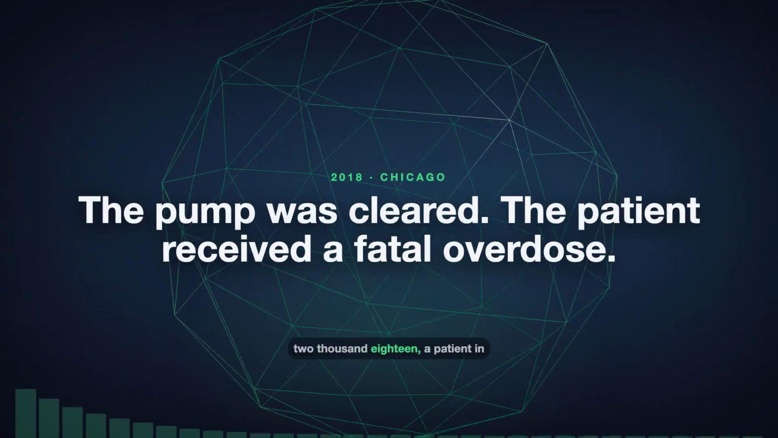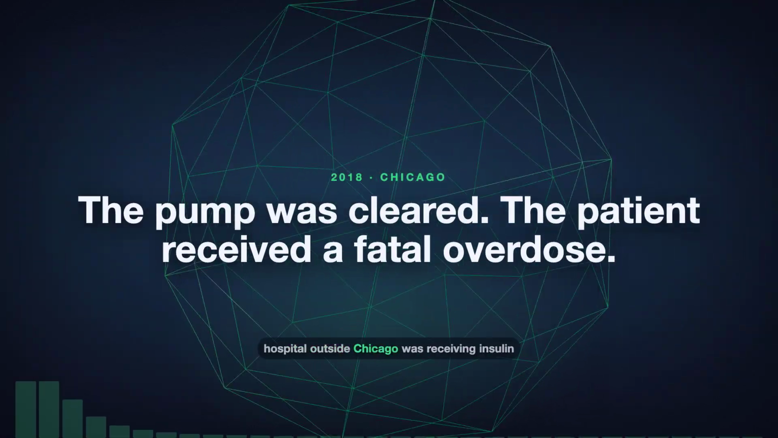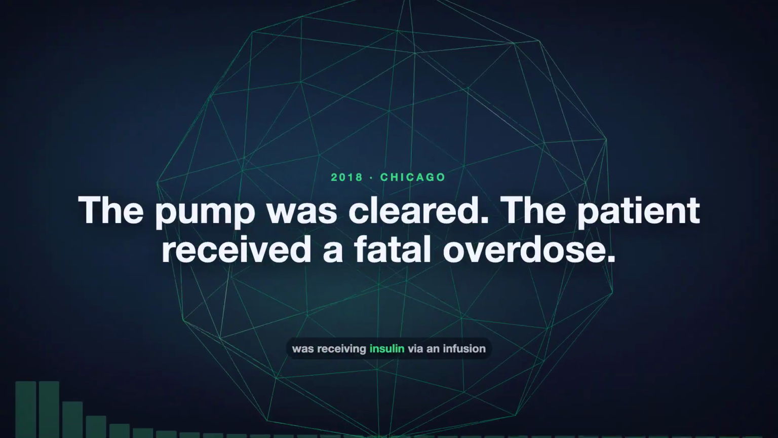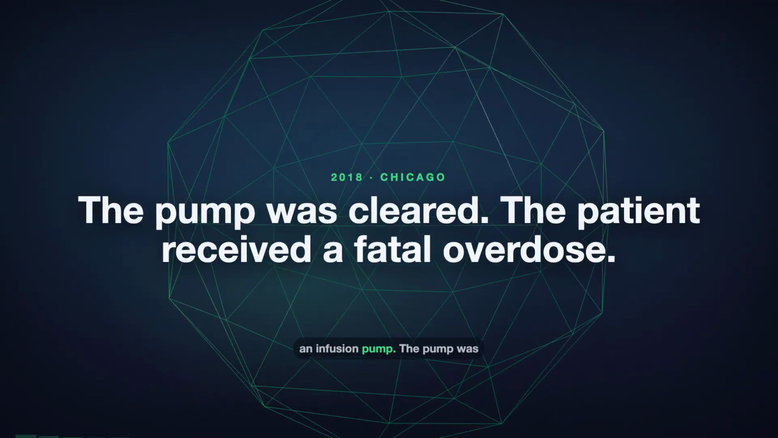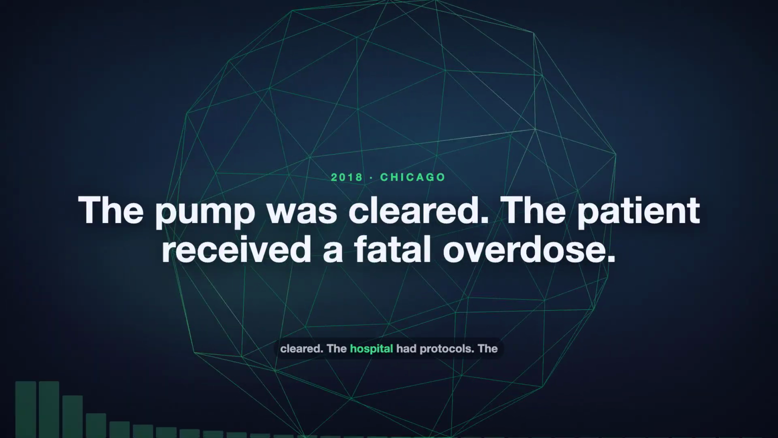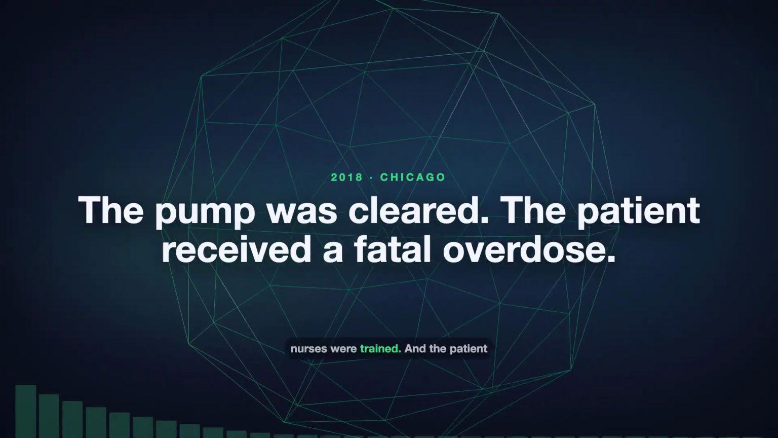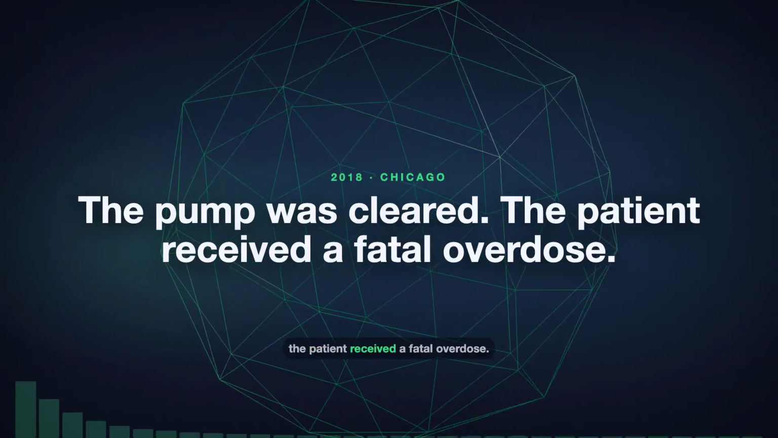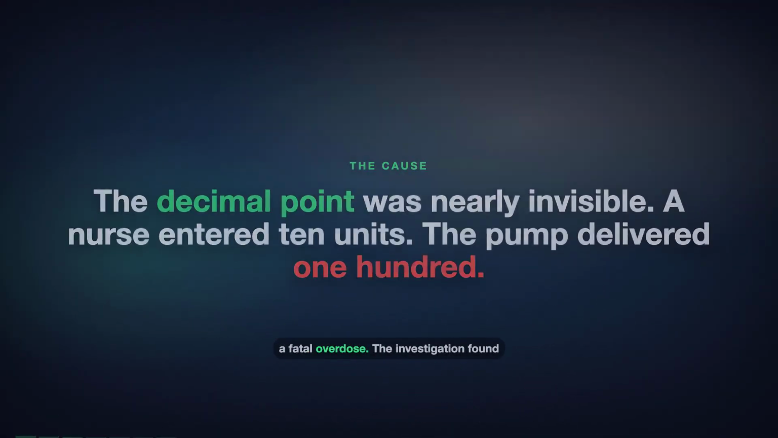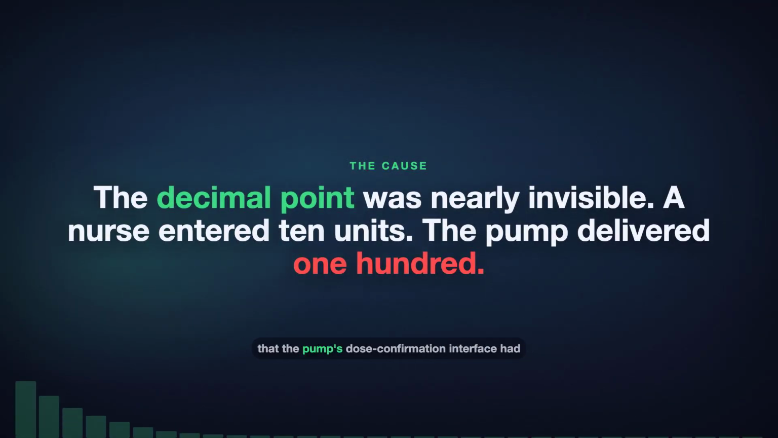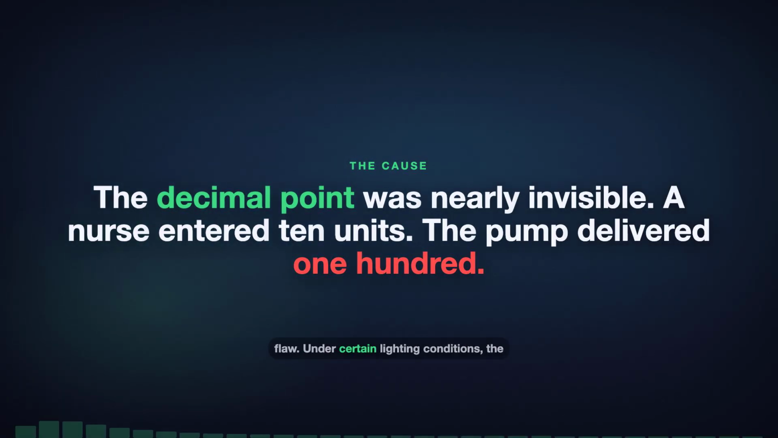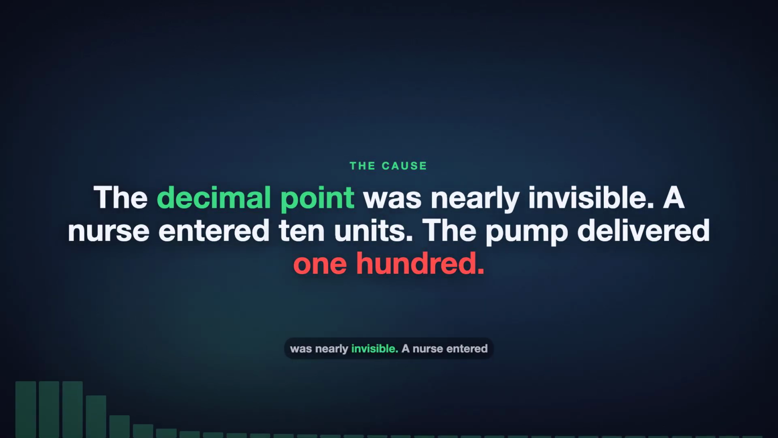In 2018, a patient in a hospital outside Chicago was receiving insulin by way of an infusion pump. The pump was cleared, the hospital had protocols, the nurses were trained, and the patient received a fatal overdose. The investigation found that the pump's dose confirmation interface had a design flaw. Under certain lighting conditions, the decimal point on the display was nearly invisible.